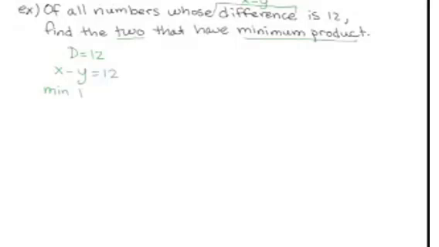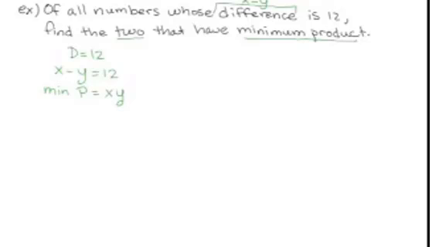I'll also use P for product. A product of two numbers means multiply the numbers. Since our numbers are X and Y, we'll say their product is X times Y. So we want to minimize this product, but we can't minimize something with two variables in it, at least not with the techniques we know so far.